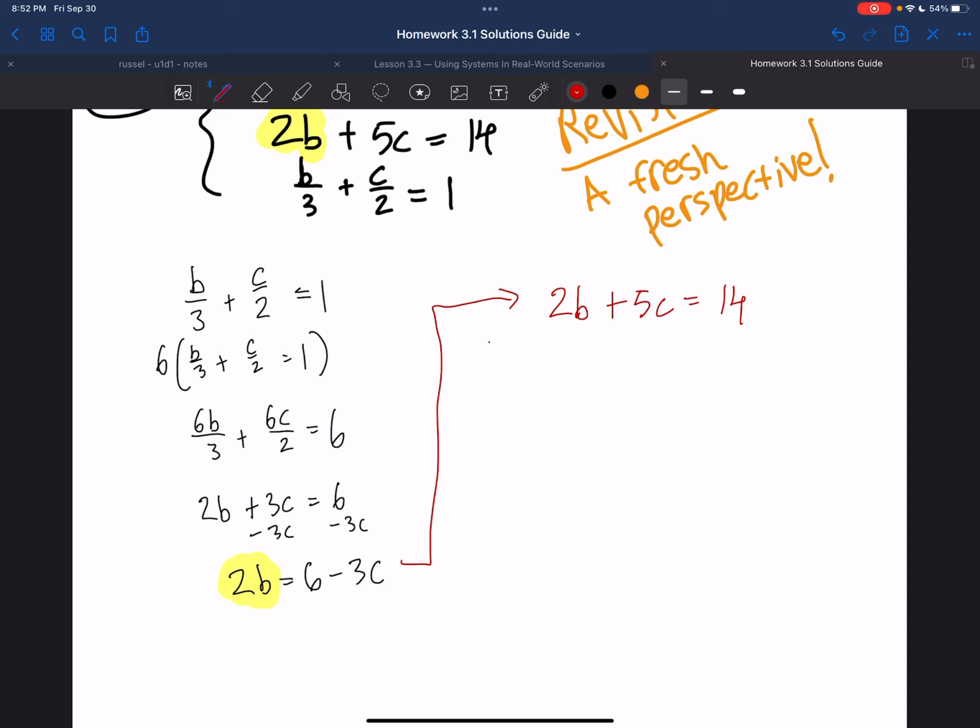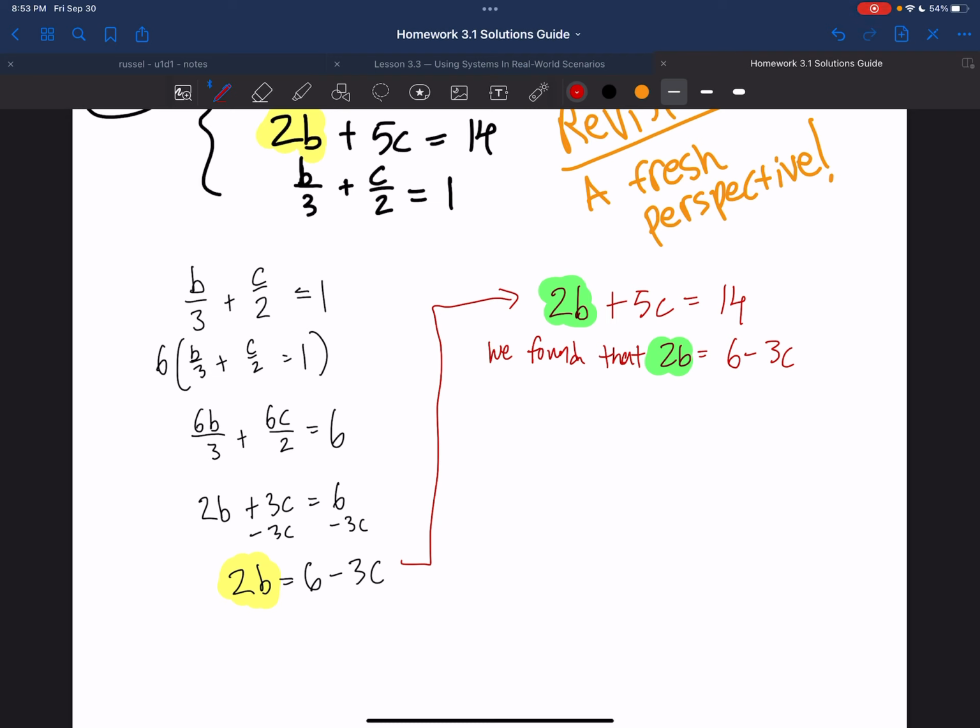But we just found that 2b equals 6 minus 3c. So I can replace this 2b with this 2b. And this is what I meant by being adept, being strong in algebra and strong in substitution. Not just isolating b, but noticing that 2b can be substituted. So this is what this becomes.